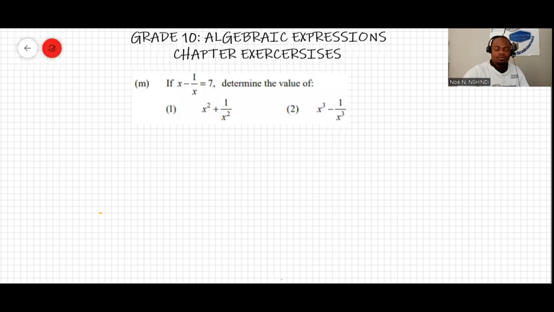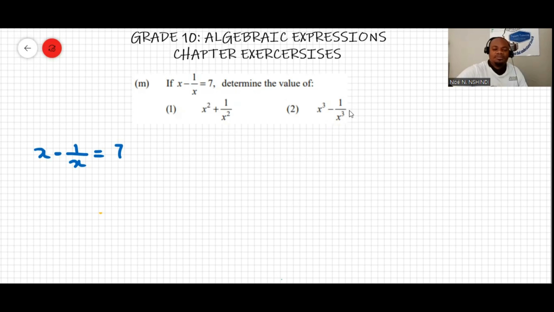Well, we have a question here. The question says, if x minus 1 over x equals 7, determine the value of x squared plus 1 over x squared. All right, let's start by writing the question here. We have x minus 1 over x equals 7.